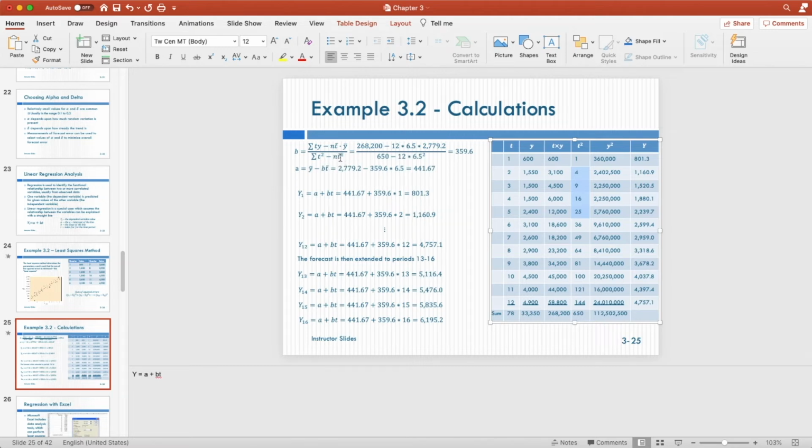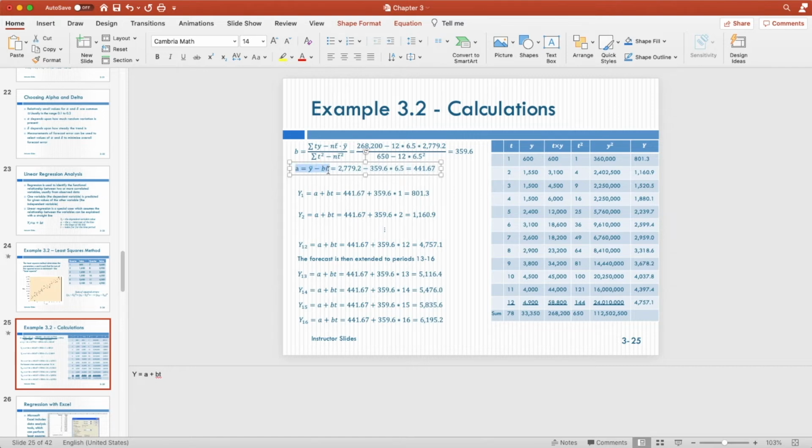What is t bar? We already talked about t bar. t bar is 6.5. But here, what we want is not t bar itself. We want t bar and then take the square of it. So that's why here you see it's 12 times 6.5 squared. That's why you see the whole value showing here. I already went through every element here, and then finally you get B, which is 359.6. Now, after you get B, you can simply get A.